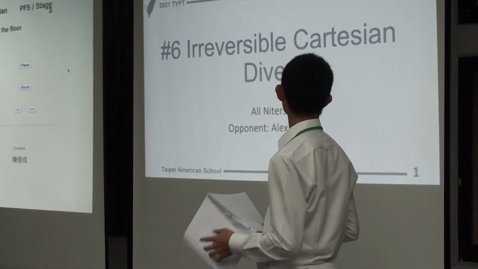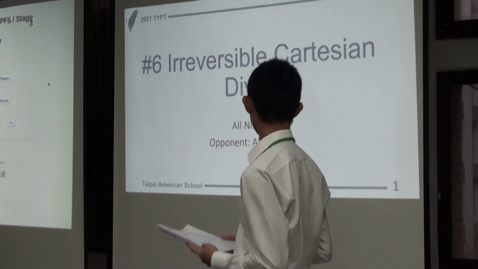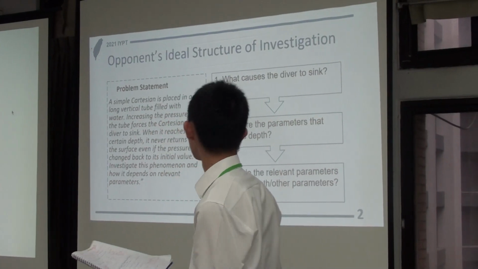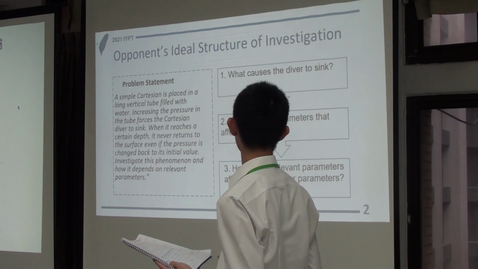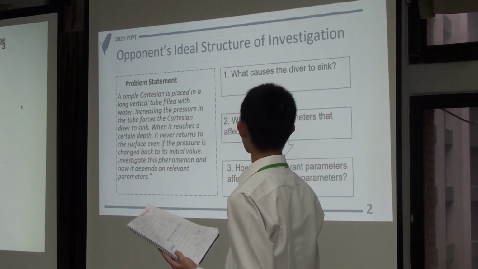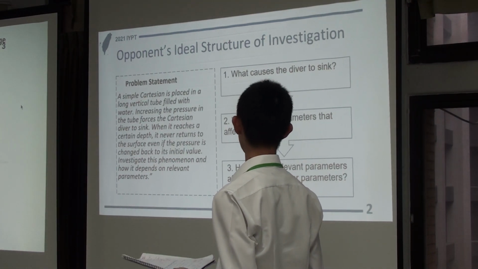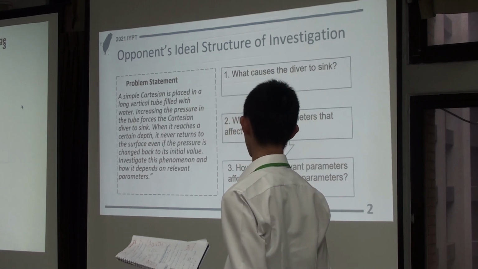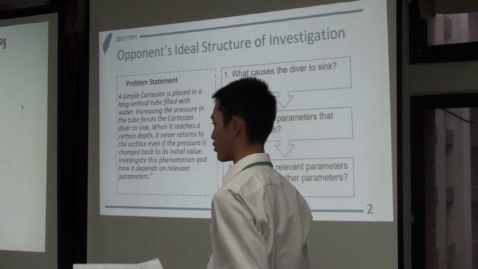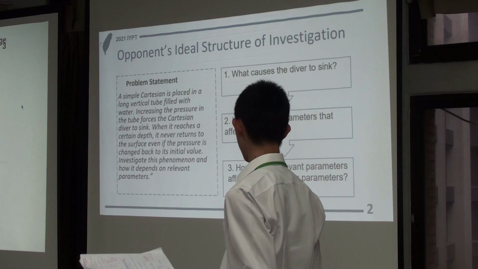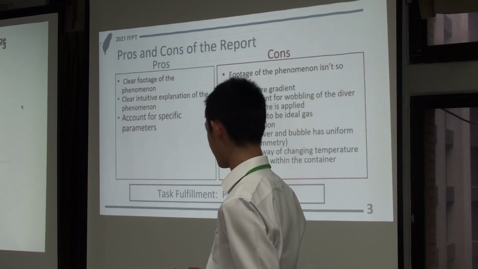Okay, thank you. This is my opponent presentation for the reversible diver. The problem statement is very simple, you can read it yourself. The first thing we'd like to discuss in the investigation is, first, what causes the diver to sink? The second, what are the parameters that actually affect the depth to which it sinks? The third is how do the relevant parameters affect the depth and the other parameters?